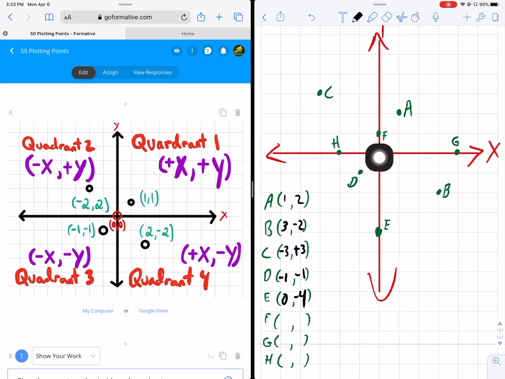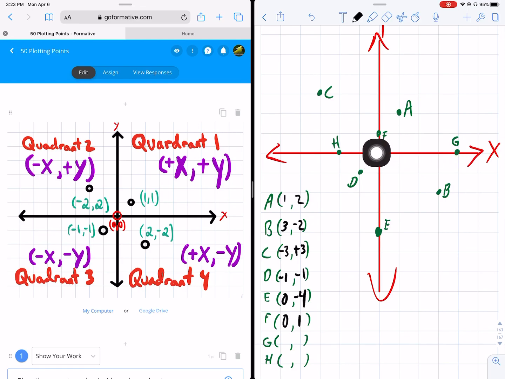If I start at 0, 0, all I have to do is go up 1, which means the X is still 0. But this time, my Y is 1. Can you find G? Here it is.